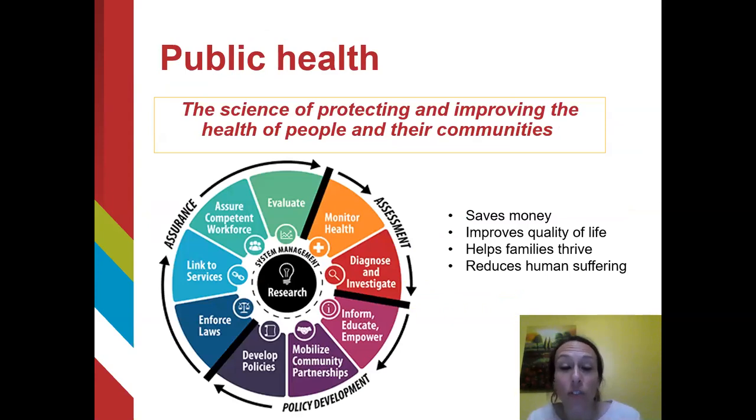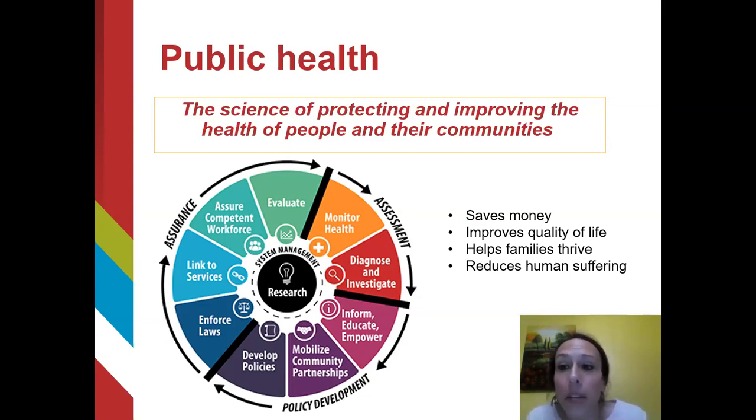There are 10 essential services within the 3 core functions of public health. So if you look at the slide, you'll see the circle with the 10 essential services listed. So we start at monitoring health status to be able to identify and solve community health problems. We diagnose and investigate health problems and health hazards that may exist. We inform, educate, and empower people about various health issues. We mobilize community members and partnerships for action so that we can solve these problems. We develop policies and plans to support both individuals and community-wide efforts.